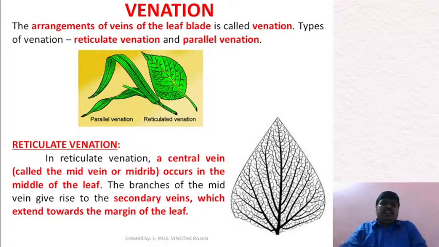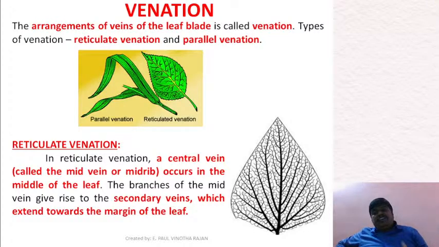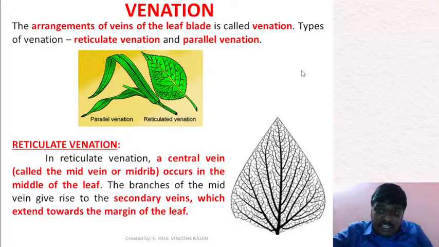One is called the reticulate venation and the other parallel venation. In the reticulate venation, the central vein, that is called the midrib, is there. This is the midrib. And the veins always grow on the sides. They give rise to secondary veins and then it forms the leaf margin.